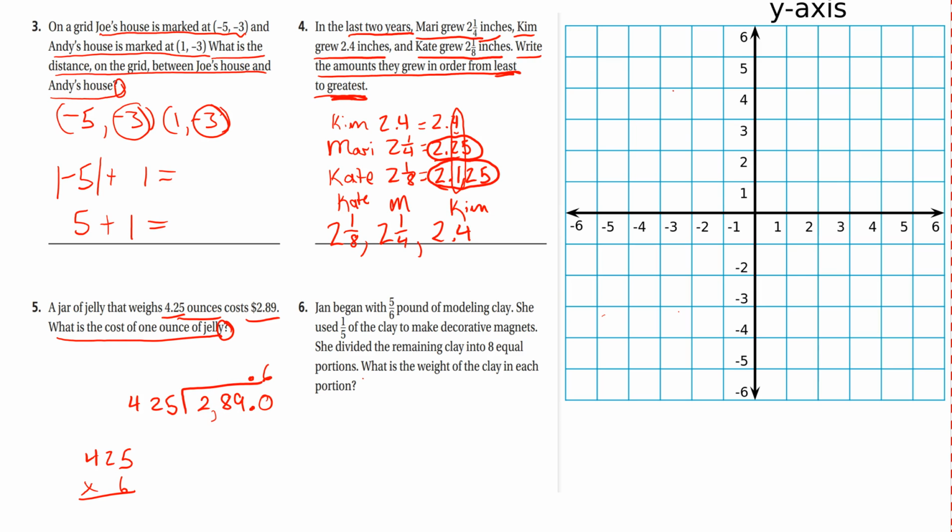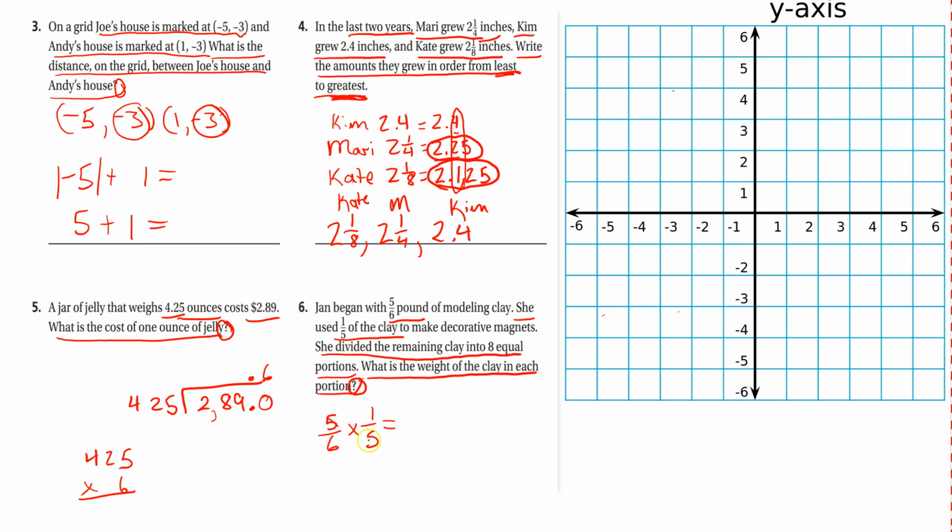All right, let's look at number 6. Jan began with 5/6 pound of modeling clay. She used 1/5 of the clay to make decorative magnets, and then she divided the remaining clay into 8 equal portions. What is the weight of the clay in each portion? So 5/6, and we said she used 1/5 of, and "of" tells me I'm going to be multiplying.